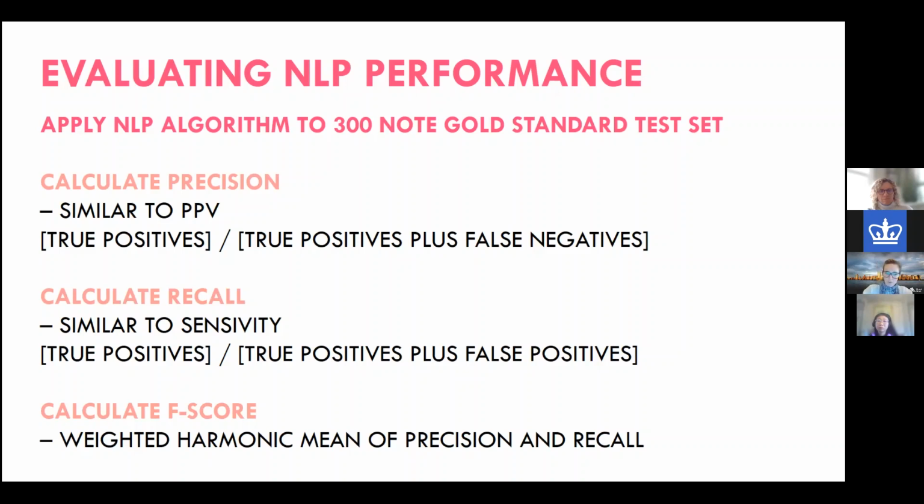We also calculated the recall. This is similar to sensitivity, if you're more used to those terms, and it's the true positives over the true positives plus the false negatives. And then from that, we calculated the F score, which is a weighted harmonic mean of these 2 calculations, precision and recall. So this is how we determined how well the NLP algorithm was doing at identifying each of the subcategories that we wanted it to try to identify.